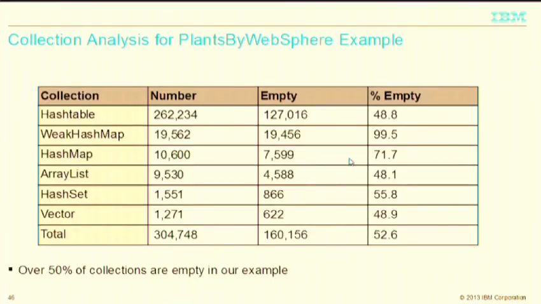And we went through and did this empty analysis for all of the collections on the heap. And we found that of the 262,000 hash tables, 48% of them were completely empty. For weak hash map, 99.5% of them were completely empty, so almost every single weak hash map was empty. For hash map, it was 71%. Array list, it was 48%. Hash set, 55%, and so on. So on average, over 50% of those collections were completely empty.